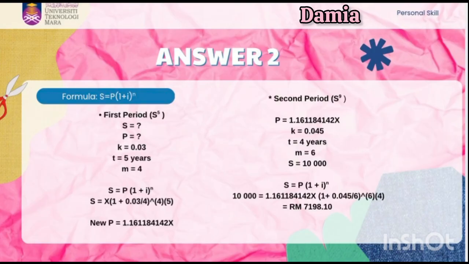Once we have found our first period number, we will move on to the second timeline, which is the second period, or in other words, S9.